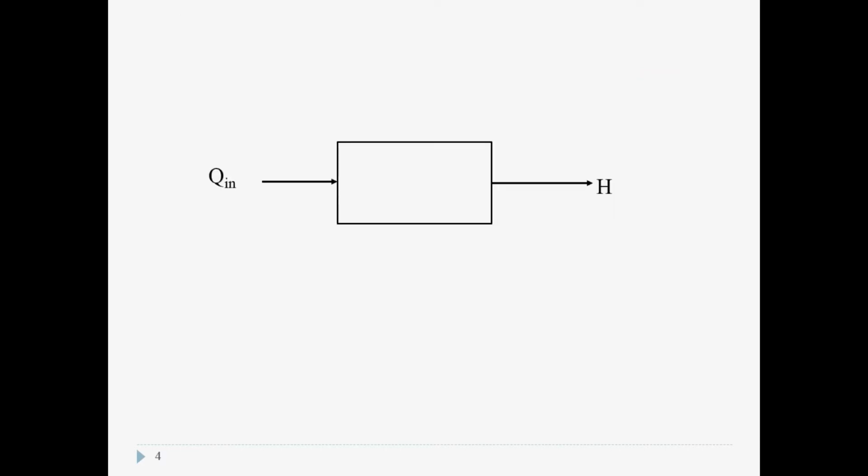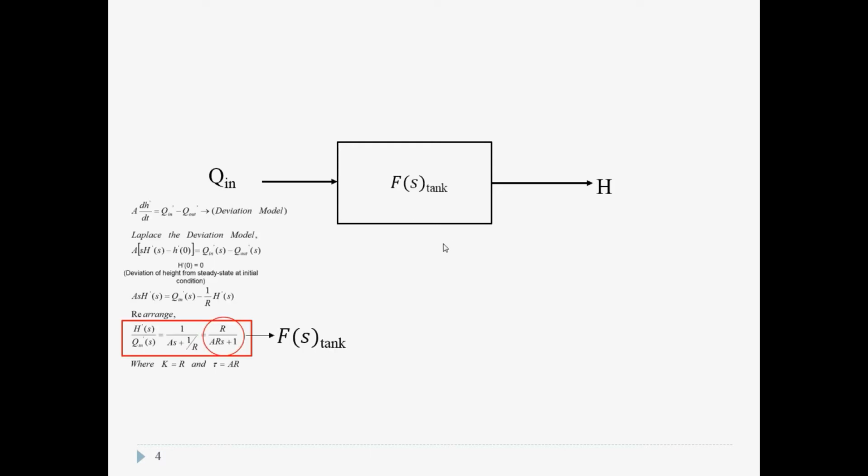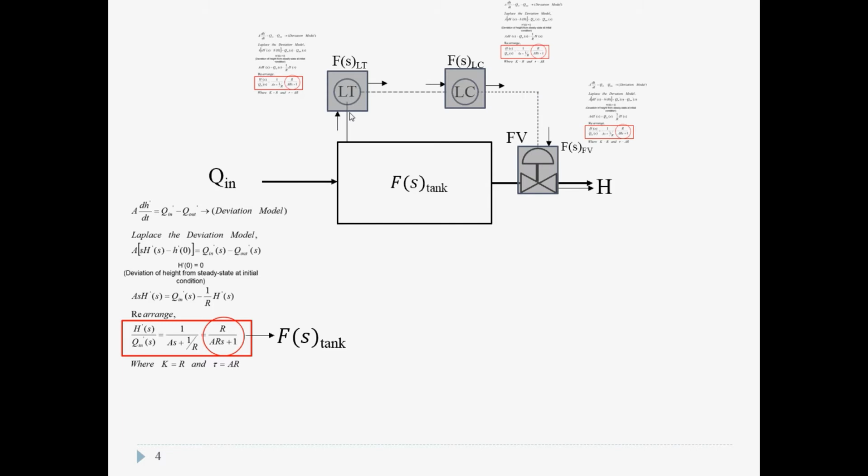Now let's consider this tank with the transfer function that we have derived, and now we have this tank installed with the level control system. As you see, each of these level control elements has its own input and output, and therefore we are able to derive transfer functions for each and every one of them. So each and every one of them has their own unique transfer function.